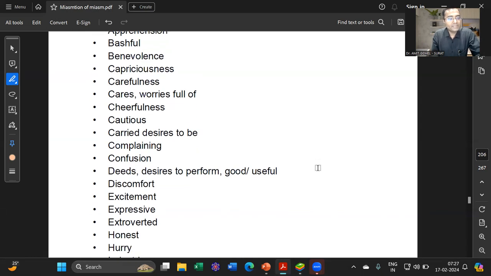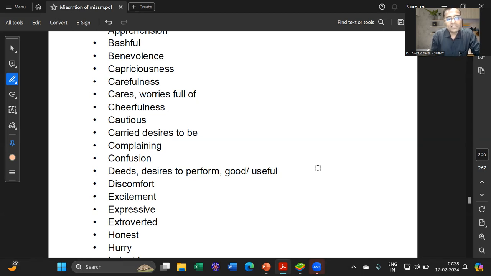Capriciousness. The capriciousness is the desire. Desire is the will. So there is a desire, I need something. And again, my physiology is changing. This is physiological. So sometimes the need is changing. The capriciousness is always changeable. The psoric one. The carefulness, taking care of everyone. Cares and worries full of. The cares and worries full of is a human emotion, for their children and for their families and everything. But if it is exaggerated, it may go into syphilitic also. So there is one rubric, cares and worries for others and least concern about the self. It is an autoimmune rubric, for which Cochlearia is the remedy.